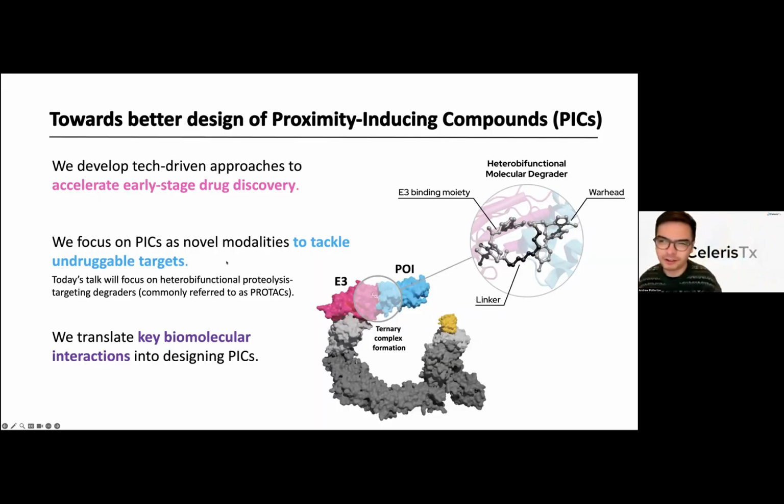This is just a very general overview slide, but at Celeris, we develop tech-driven approaches to accelerate drug discovery, and we focus on different types of proximity-inducing compounds to tackle druggable targets in general. In today's talk, I'll focus on heterobifunctional proteolysis targeting degraders, commonly referred to as PROTACs. And in general, we look at key interactions between the proteins and the compounds in our design phase.